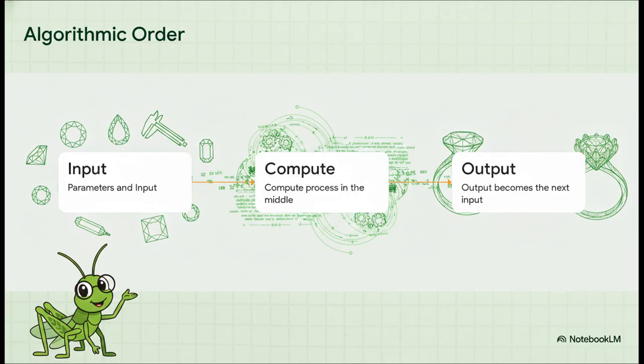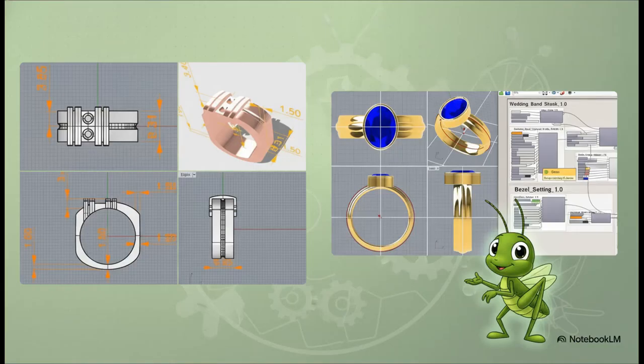And here is the genius part. The output from one step perfectly becomes the input for the next. So your finger rail output becomes the input for your shank, which then becomes the input for your setting. It's a continuous chain. Now, what's really interesting about this is seeing it in action. You've got your traditional Rhino viewport showing a finished 3D ring, right? But behind the scenes, you have the actual Grasshopper node logic that created it. A cluster of nodes for a wedding band shank literally flows directly into a cluster for a bezel setting. It's visual code directly manipulating 3D geometry.